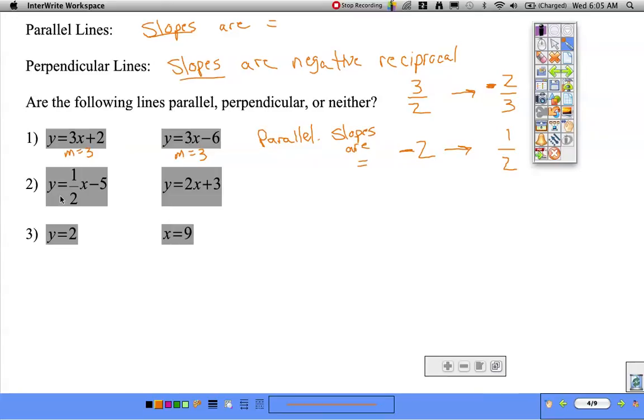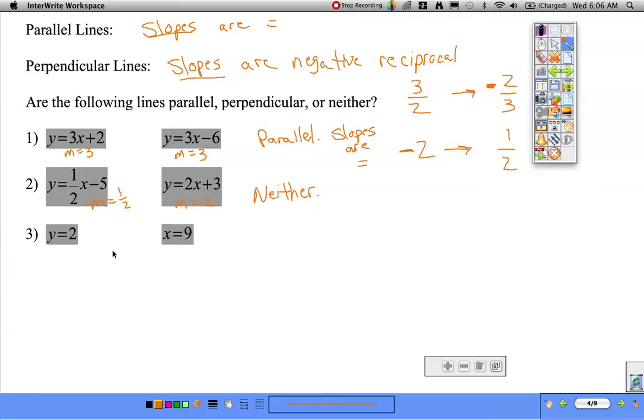Number 2, again, we're in slope-intercept form. This has a slope of 1/2, y equals mx plus b. This has a slope of 2. Well, those are reciprocals, but perpendicular lines have slopes that are negative reciprocals. So in number 2, these are neither parallel nor perpendicular because my slopes aren't equal and they're not negative reciprocals.